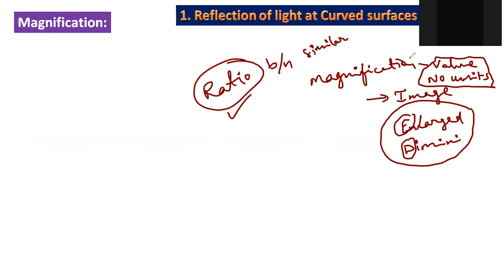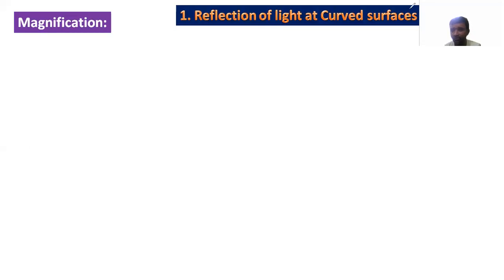In your 9th class you learned about relative density and relative refractive index. They don't have units because they are a ratio between similar quantities. Here I said magnification has no units. Is it a ratio of similar quantities or of different quantities? It is a ratio between similar quantities.